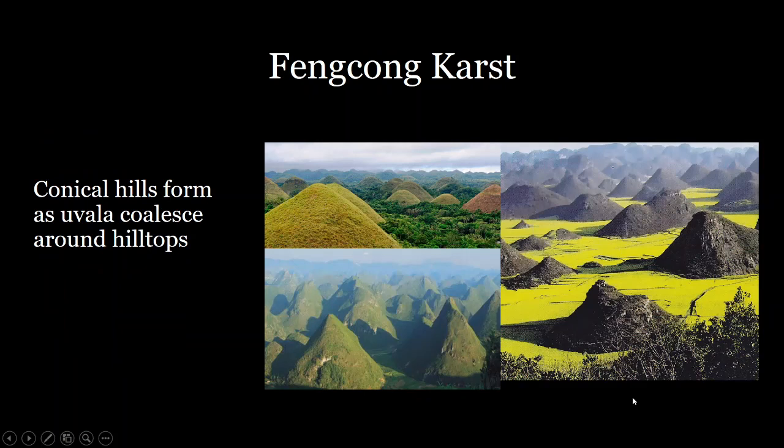So when you have an entire landscape that's covered in dolines and uvala, then you can have a type of topography called a Fengkong Karst topography. And that's when you have pretty much the entire landscape covered in these uvala, in these areas which have collapsed due to the limestone. And all that's left behind is single peaks, these conical hills surrounded by uvala, just leaving behind these hills.